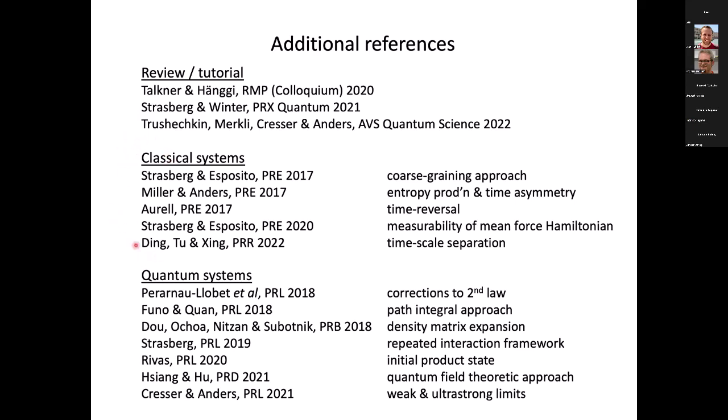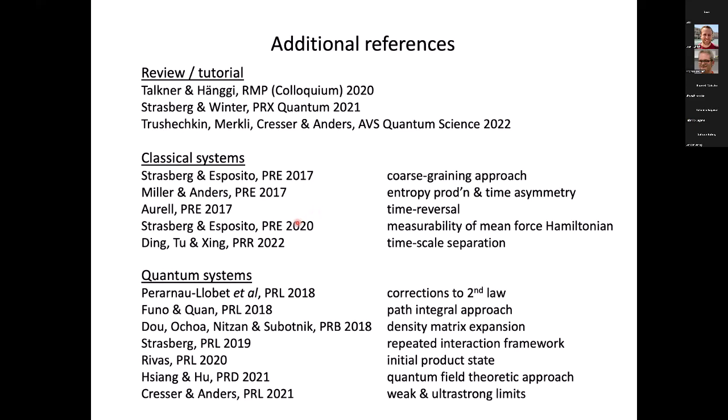Here are a handful of papers related to classical systems in the strong coupling limit. In 2017, Strasberg and Esposito took a coarse graining approach to this problem, which is somewhat different from the way I had approached it or the way that Udo Seifert had approached it. Harry Miller and Janet Anders looked at entropy production and time asymmetry in the context of these strongly coupled systems. And then Eric Aurell had a very nice paper where he really focused on time reversal as a key ingredient in the discussion of these strongly coupled systems.